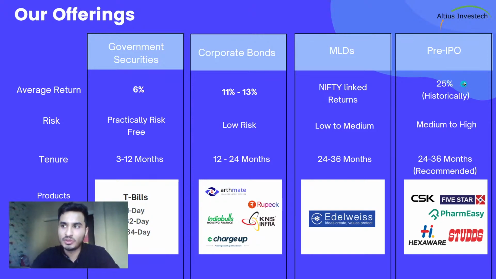Finally, we have pre-IPO on our platform. Pre-IPO has companies like Chennai Super Kings, Farm Easy, Hexaware, and Studs Accessories, and there are 100-plus private companies listed on the platform. A balanced investment in these companies has proven to give an average return of 25% over the past 5 years. The risk profile of this investment could be medium to high, and the tenure we recommend for investors is from 2 to 3 years.